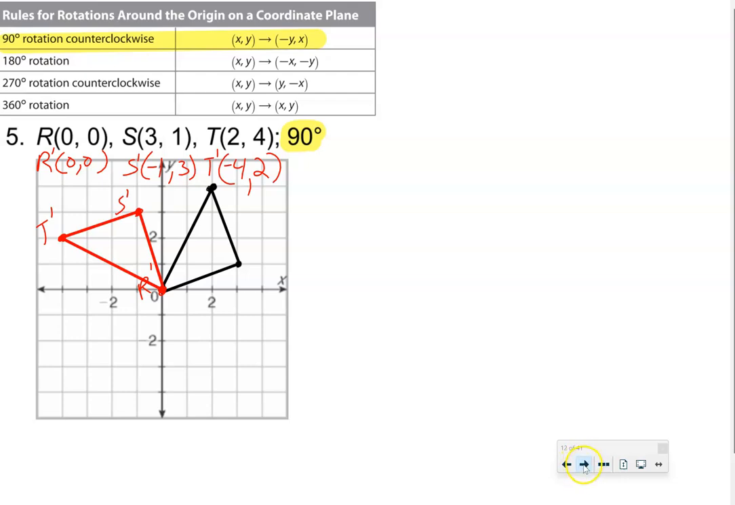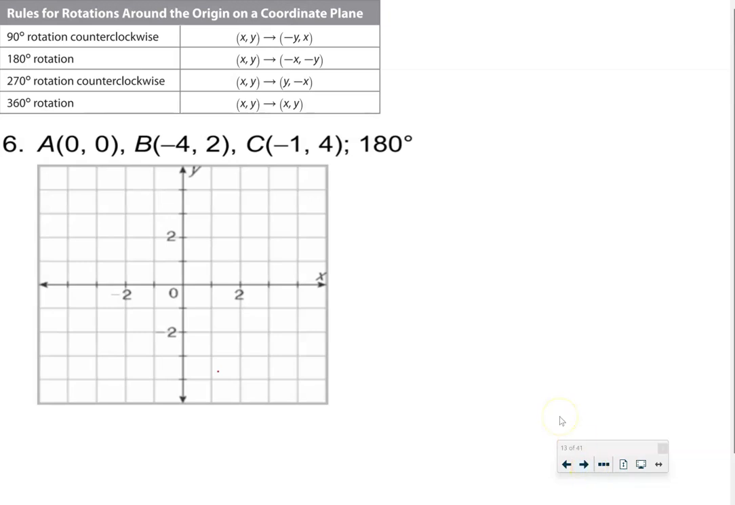Alright, let's take a look at another one. Alright, so on this one, we've got A, which is (0, 0), B, (-4, 2), C, (-1, 4), and I'm just going to plot those points. Okay, so this time I put the letters on there and connect the dots. Okay, that's just the original geometric shape there.